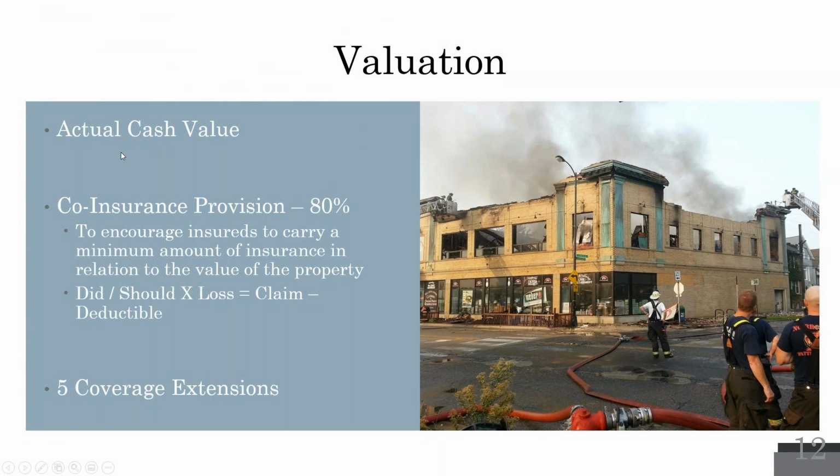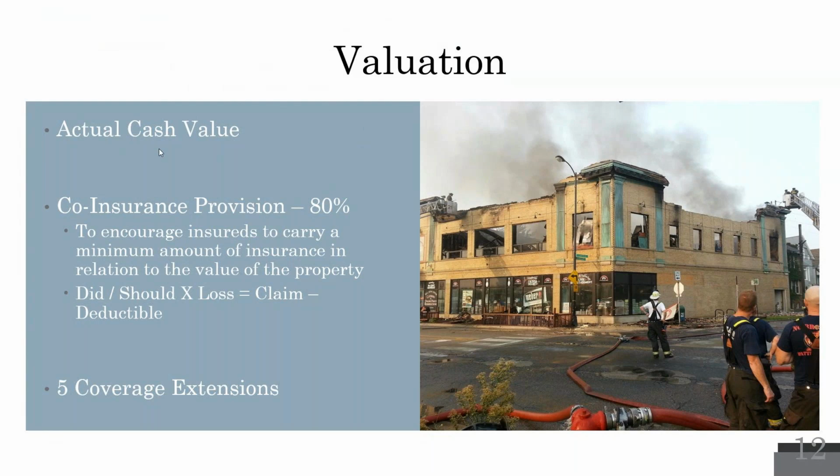Valuation. Now, for commercial property, if you do suffer loss, it pays actual cash value. Actual cash value for the building, actual cash value for all the contents. Now, keep this separate from your homeowner's policy. Typically, your homeowner's policy pays replacement costs on the dwelling, the house, and actual cash value for your contents. But commercial property pays actual cash value on the building, actual cash value on the contents.